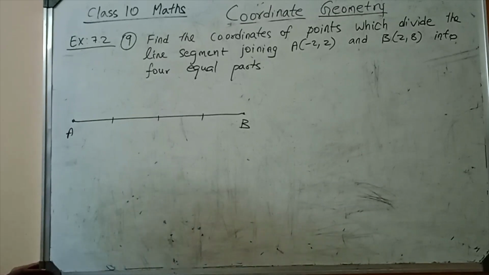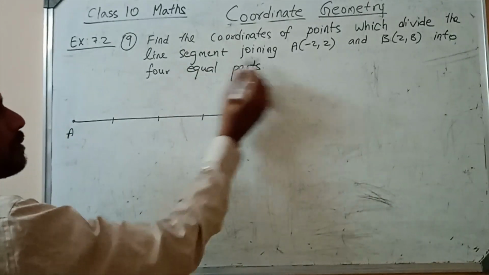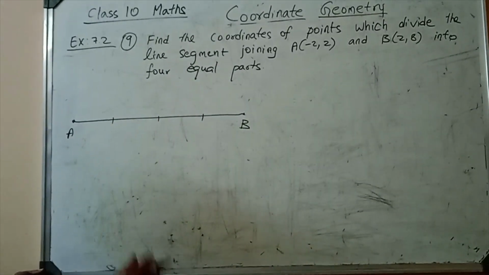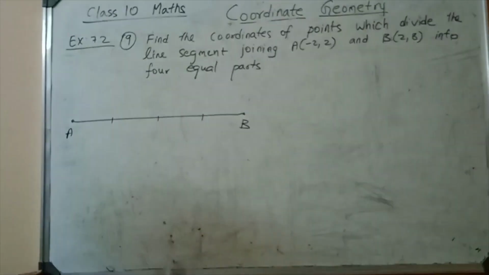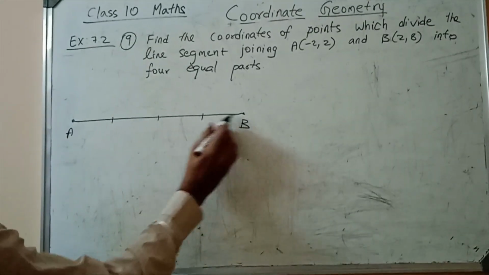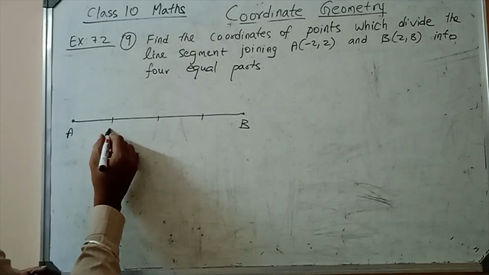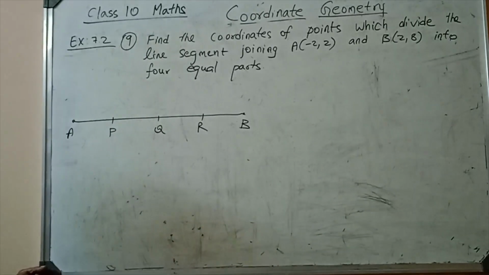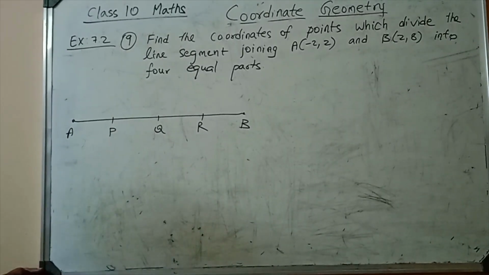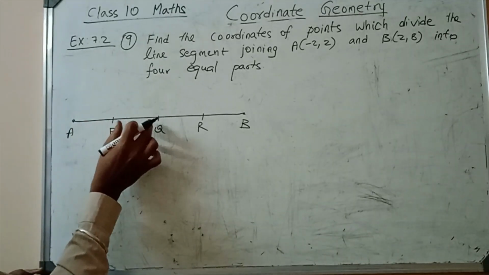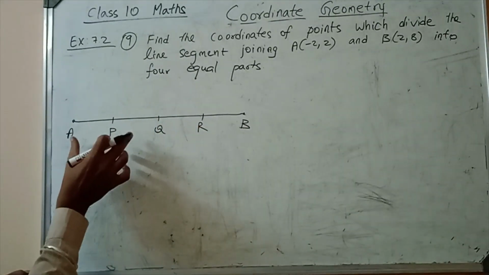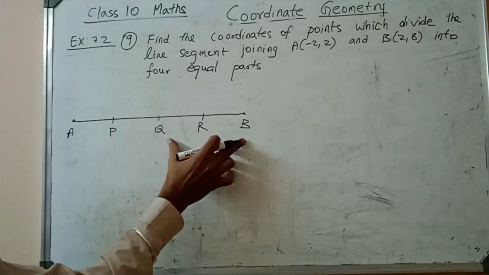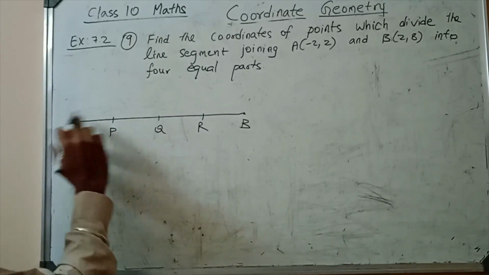So this is the question. Find the coordinates of the points which divide the line segment joining A and B into 4 equal parts. Okay. So between A and B I have to split into 4 equal parts. 1, 2, 3, 4. Let us name these points P, Q, R. So in between A and B you have P, Q, R, 3 points at equal intervals. If you see, this is equal to this is equal to this, and this one is equal to this. Therefore, AQ equal to QB. So AQ equal to QB means Q will be the midpoint of AB.